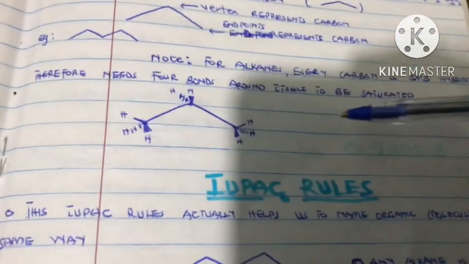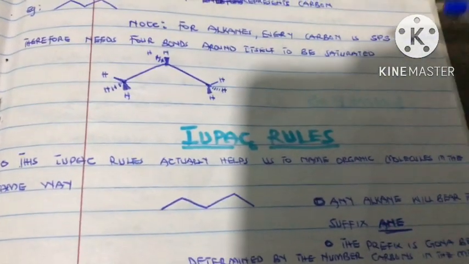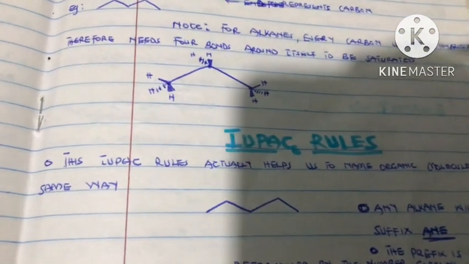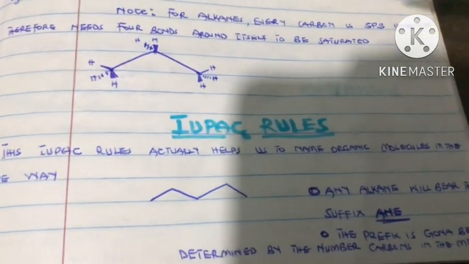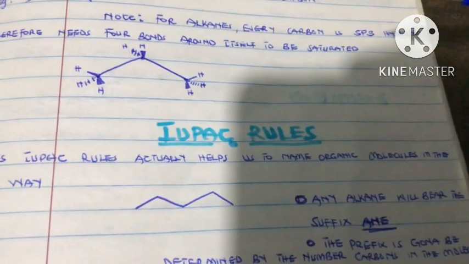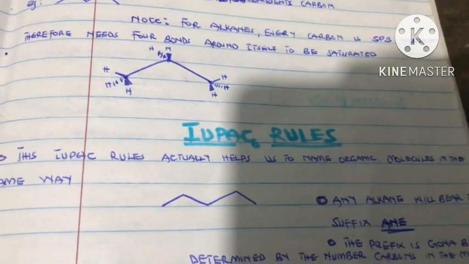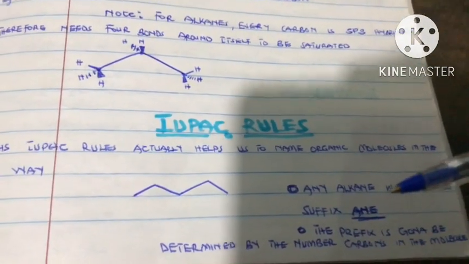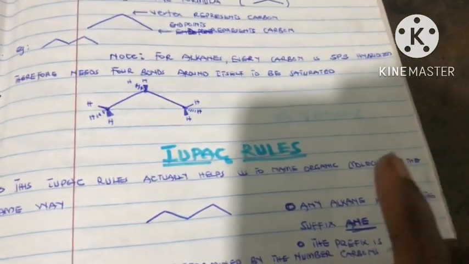Now let's look at the IUPAC rules. These IUPAC rules help chemists and scientists to name organic molecules in the same way. For alkanes, every alkane bears the suffix "ane". So every alkane will end with "ane". But the prefix is going to be determined by the number of carbons in the molecule.